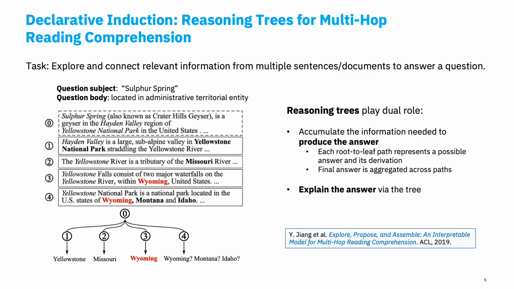This tree plays a dual role. First, it accumulates all the information needed to produce the answer. Each root to leaf path in the tree represents a possible answer and its derivation.